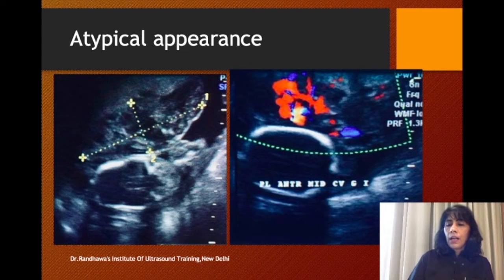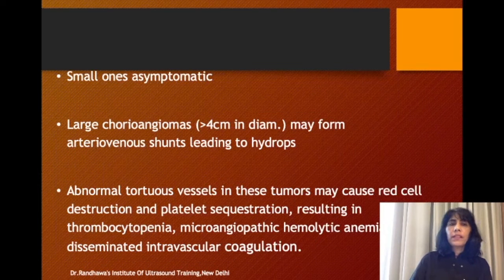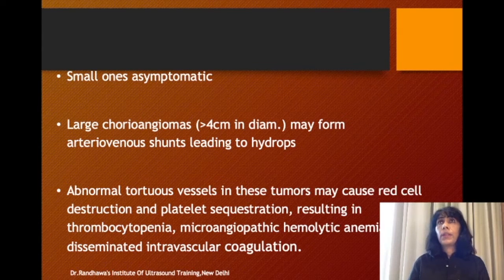Now, once you have diagnosed it, what next? After you have diagnosed it, remember, if it is small, usually these are asymptomatic tumors. Bigger ones may also be asymptomatic. So the small ones will not cause much problem. What you have to do is just keep a watch, do a follow-up, and look especially for polyhydramnios. If polyhydramnios is developing, you have to be careful. I'll tell you the reason why.